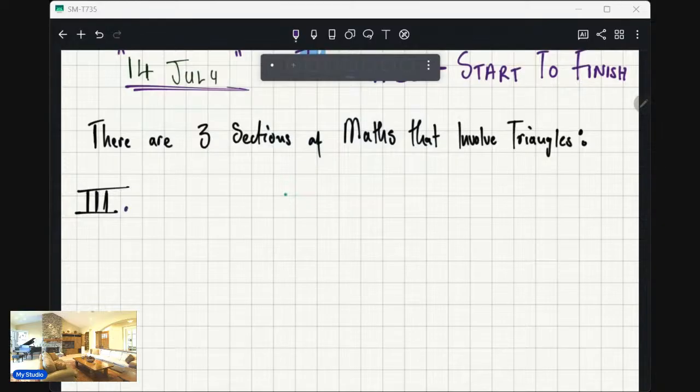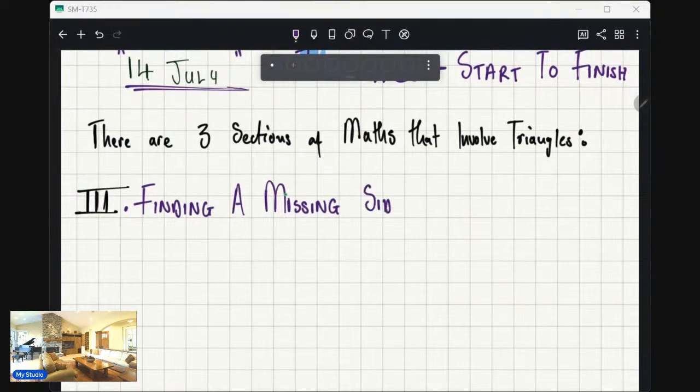This is how you find a missing side. What, Alex? Yes, this is easy. A missing side, honestly. Finding a missing side or angle, and you'll be given a non right angled triangle. So, on a non right angled triangle, can you write this, please?